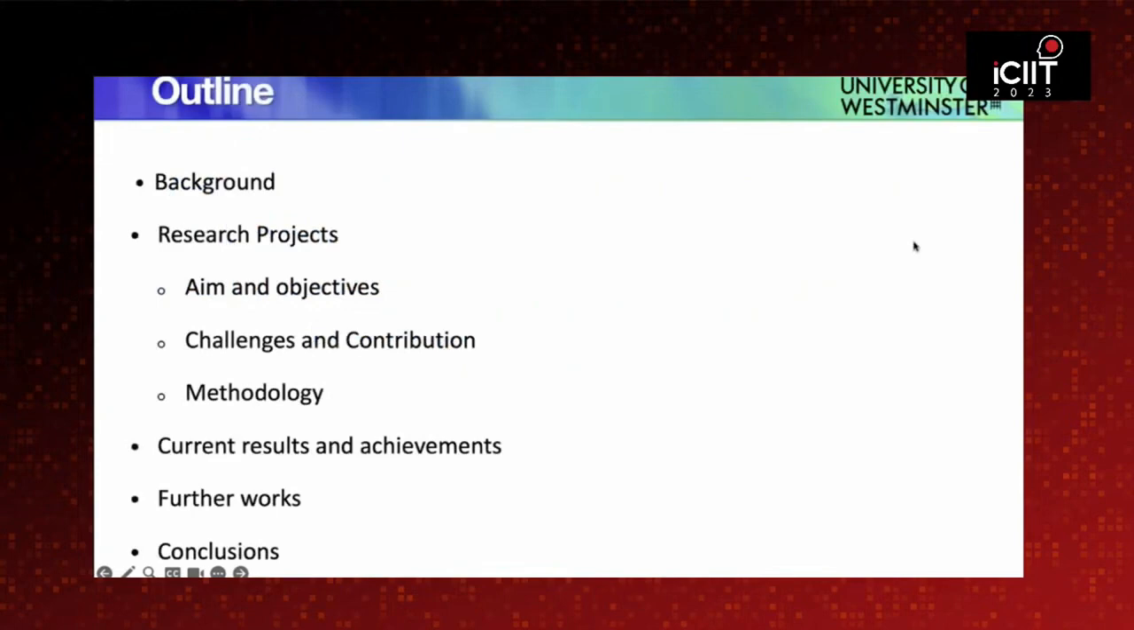So, regarding the outline of this speech, I would like first to give you some information about my background. We will see some research projects I was working on, particularly focusing on the aim, the objectives, which are the challenges and the contributions. We will speak about the methodology that we are using in order to achieve all these goals, and current results and achievements. I would like also then to speak about future works and current works that we are starting to work on, till drawing the conclusion.